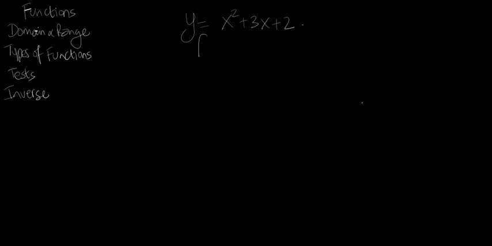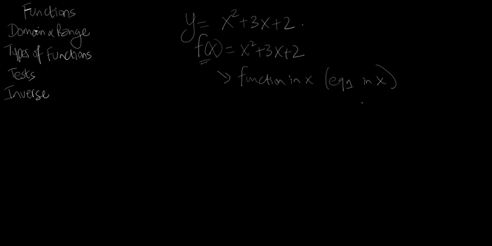So now we're actually going to say that the y is going to be replaced by f(x), where f(x) is the function in terms of x. So f(x) stands for function in x, which basically means an equation in x. That's what it means, all right? And that's one way of writing it. Another way of writing it would be like this, the way I'm writing it on the right-hand side. x squared plus 3x plus 2.